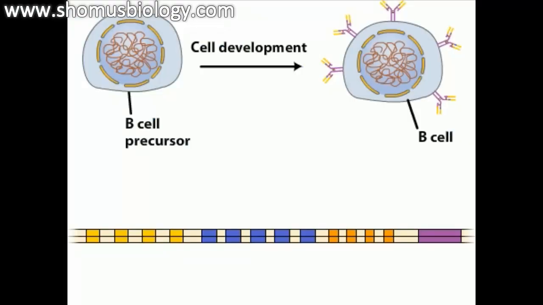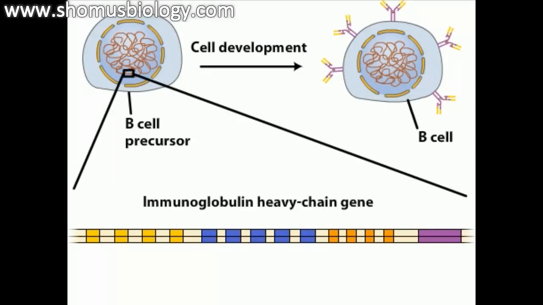Site-specific recombination plays an important role in producing a diversity of immunoglobulin genes in the body's B cells. An immunoglobulin heavy chain gene consists of several families of coding regions called variable, diversity, joining, and constant, which are known as VDJ and C regions.